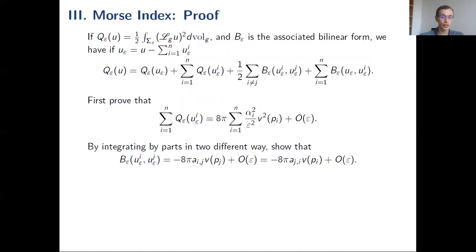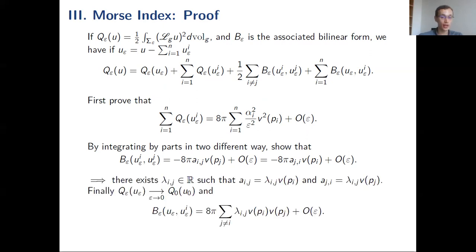And for the rest, you can integrate by parts in two different ways. This b epsilon of u epsilon i, u epsilon j, is just the scalar product of the two Jacobi operators of each of them. And you find this expression minus a pi times aij v of pj, or minus a pi aji v of pi. So you deduce, as they must be the same, that there exists lambda ij in R, such that lambda ji is lambda ij, and aij is lambda ij v of pi.